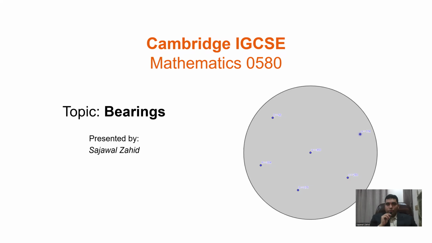Okay, we are going to do IGCSE Mathematics. The topic for today is bearings. So today we will develop some basic understanding and then we will also see how we are going to be assessed in a Cambridge paper 4 calculator version.